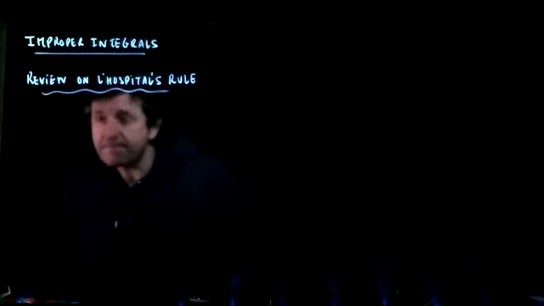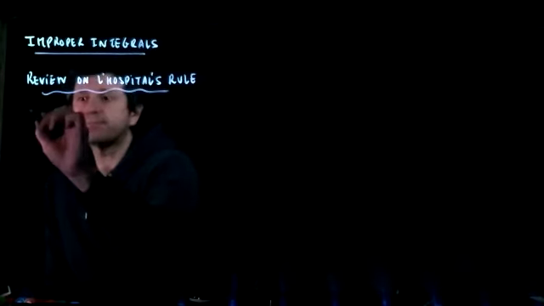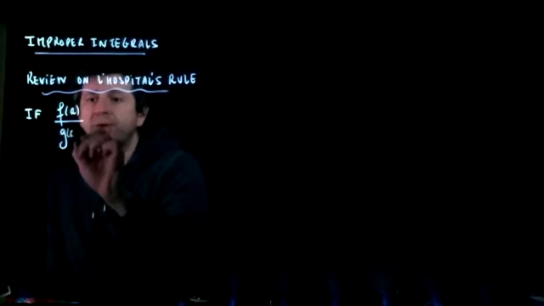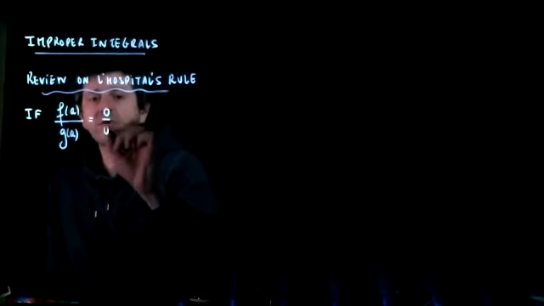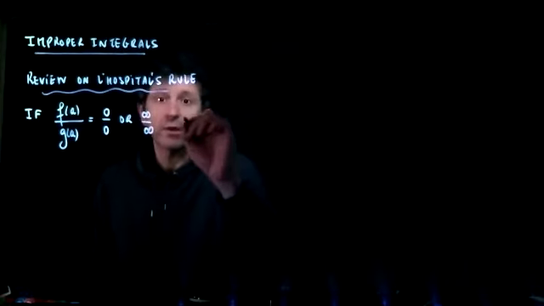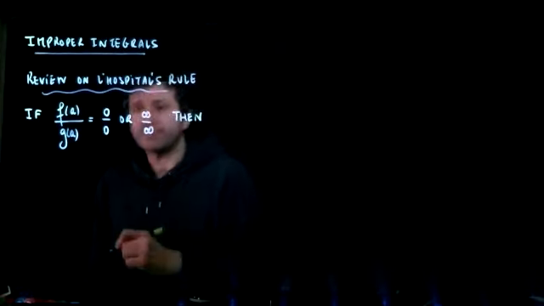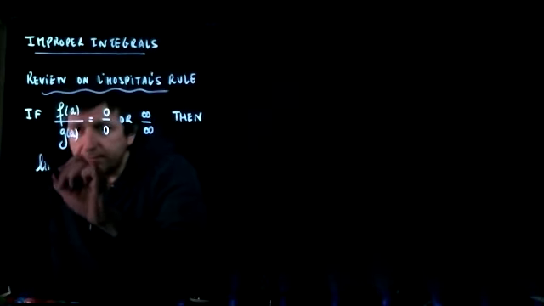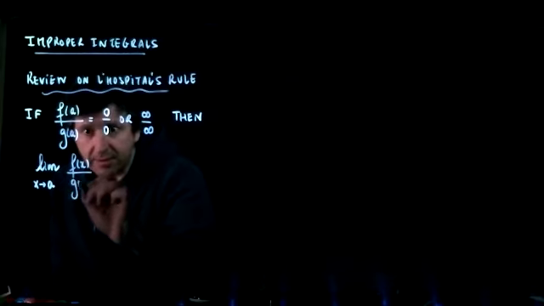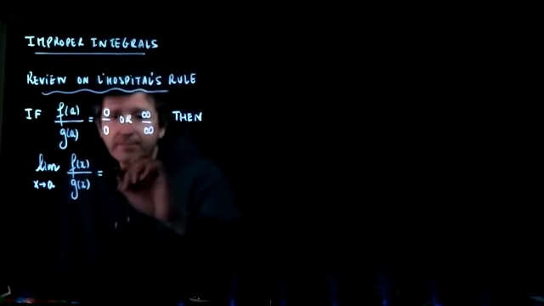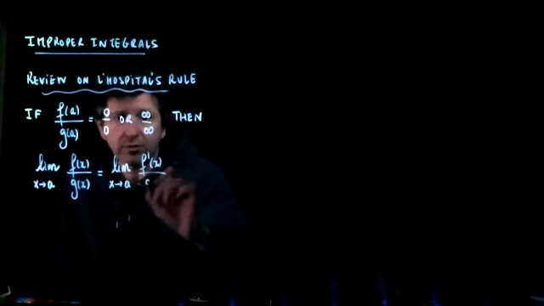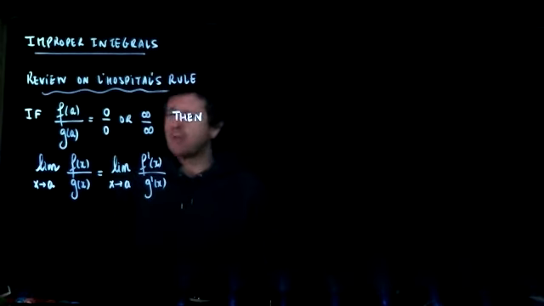Okay, so what does L'Hopital's rule say? It says that if f of a over g of a is equal to either 0 over 0 or infinity over infinity, okay, then the limit as x approaches a of f of x over g of x is the same thing as the limit as x approaches a of f prime of x over g prime of x. Okay, so that's L'Hopital's rule.